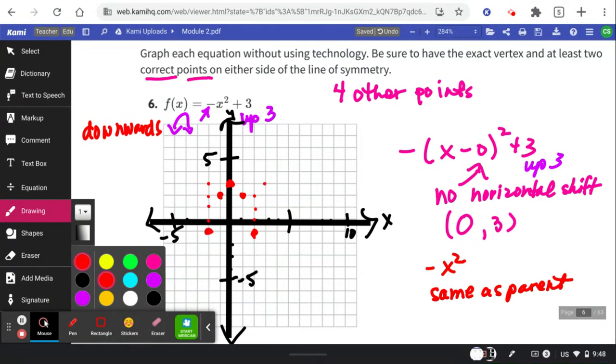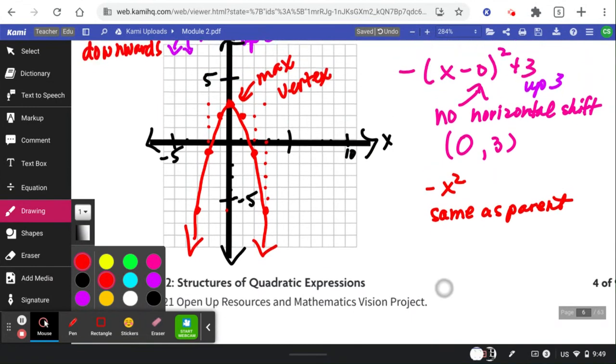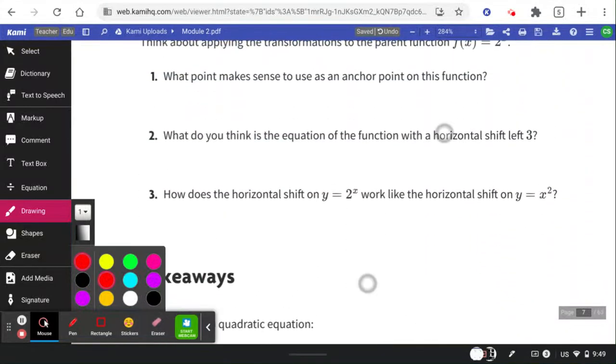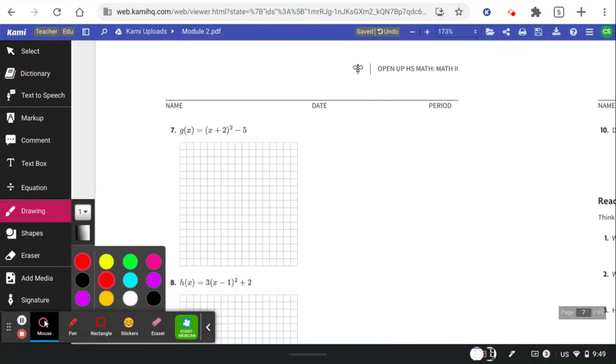Out 3, down 9. And connect it. You should have a downwards facing parabola that starts at 0, 3 for its vertex. That's also its maximum. And that is growing downwards at the same rate as the parent graph. All right, let's graph g of x.